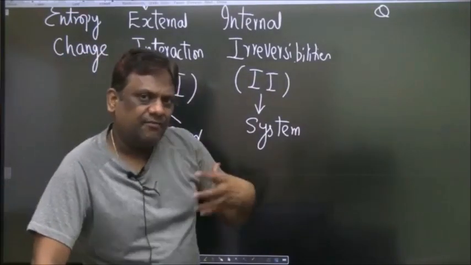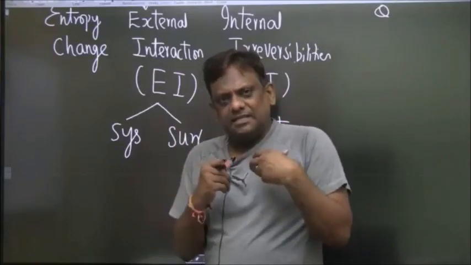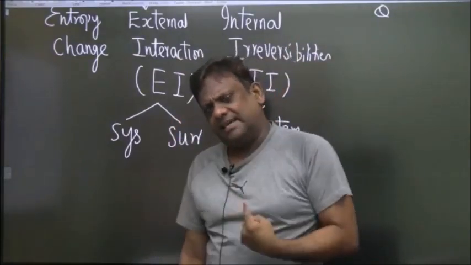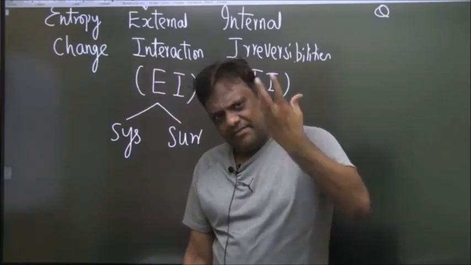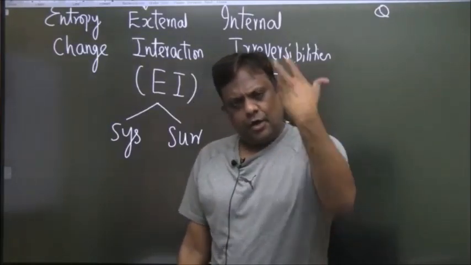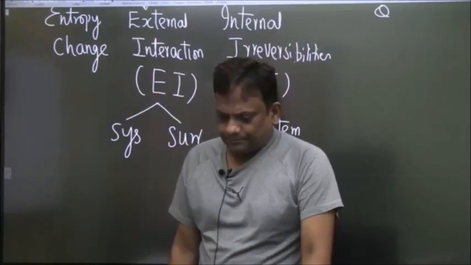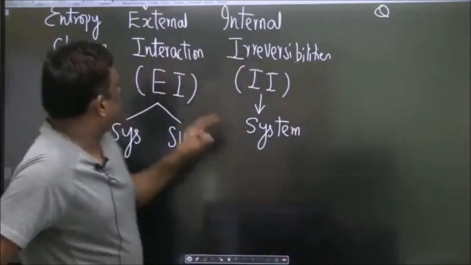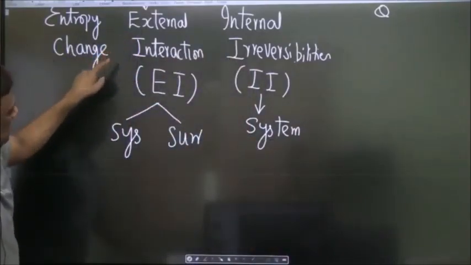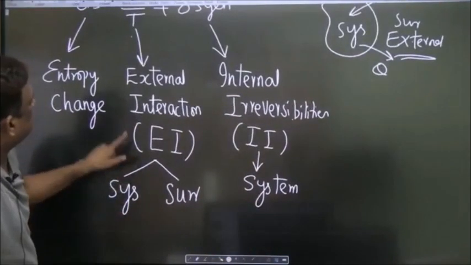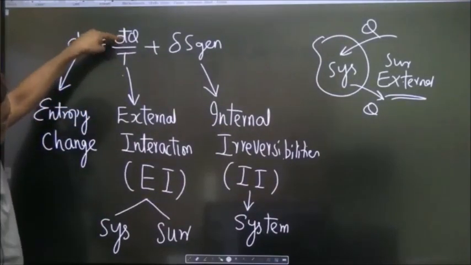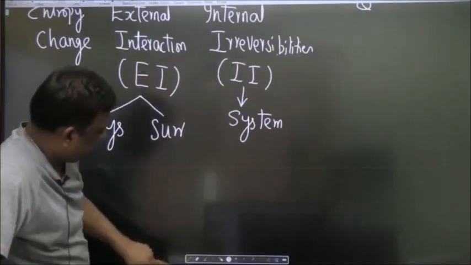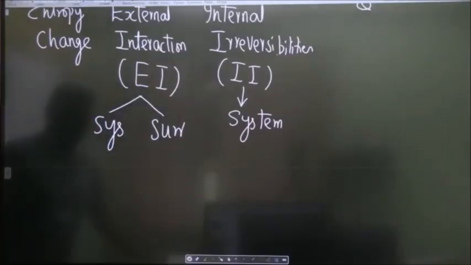External interaction, I am telling you, for example, when I am giving you money, it will affect both. How? When I am giving, it will be negative for me, and when you are taking, it will be positive for you. So it is affecting both. Whenever there is external interaction, heat transfer, what are we talking about here? Heat transfer, external interaction. So it will affect both system and surroundings.